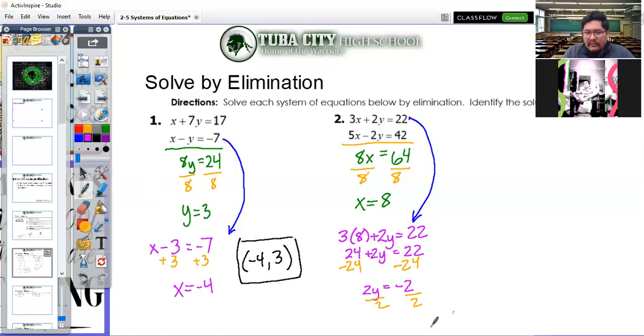And then we get y equals negative 1. Now this should be enough to get our solution. So again, put them in order. So x goes first and then the y value. Parentheses because this is an ordered pair. And there we go. Now we know the solution that will make both of these true is (8, negative 1).